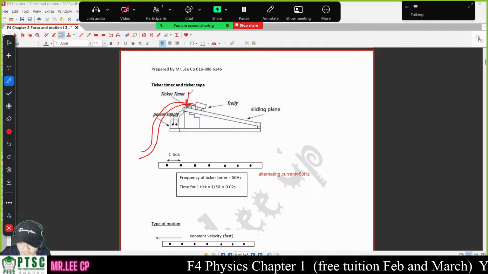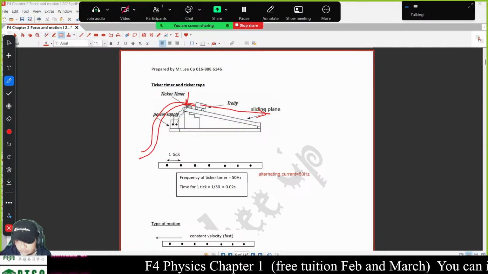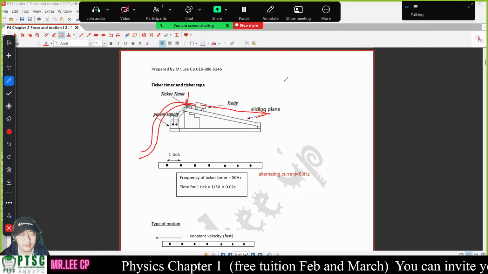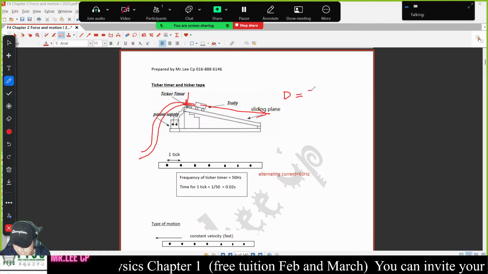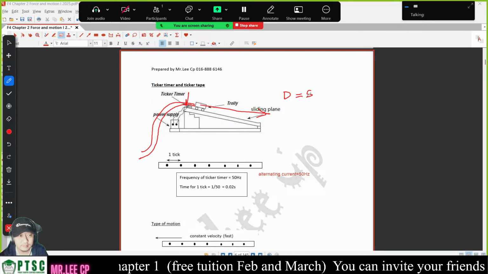So I'm going to tick, tick, tick, tick. When I release this trolley, it is going down like that. When it's going down, it is not going to turn back. So your distance and your displacement are the same because you are not turning back, unless you're turning back, then it's different.